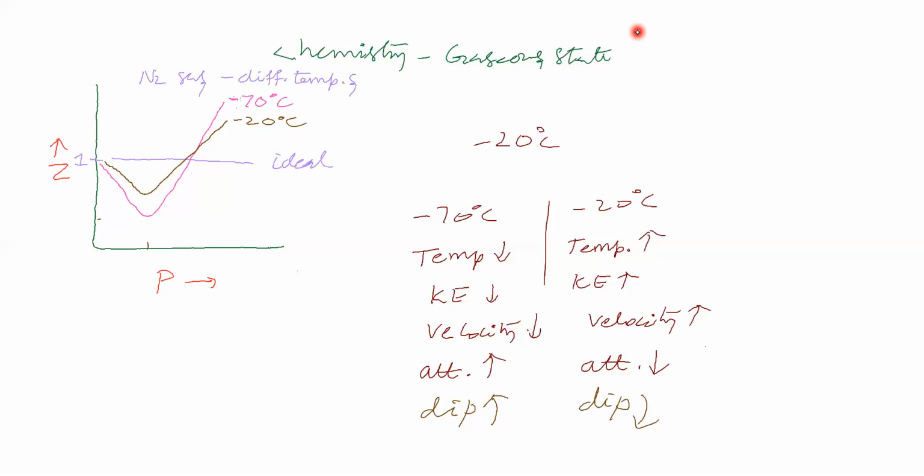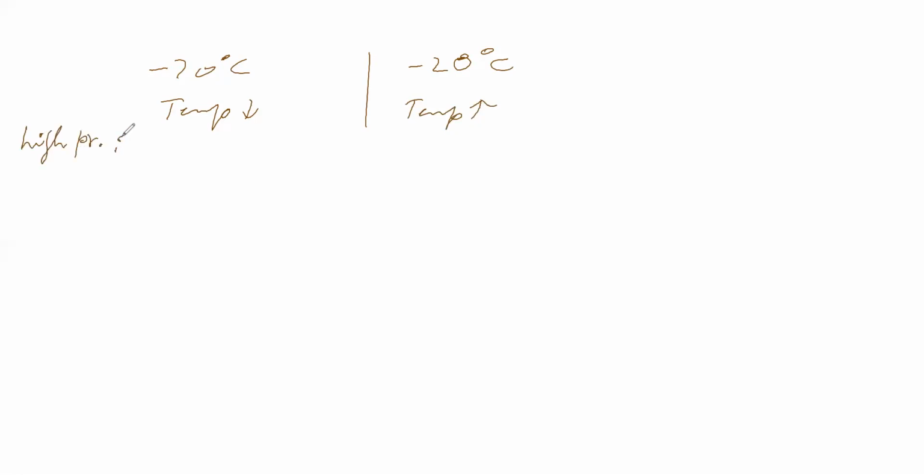What is the experiment? We are taking minus 70 degrees Celsius and minus 20 degrees Celsius, and going to higher pressures. Here temperature is low, here temperature is high. Now we are considering higher pressures for both cases. So kinetic energy is low here, high there. Velocity is low here, high there.